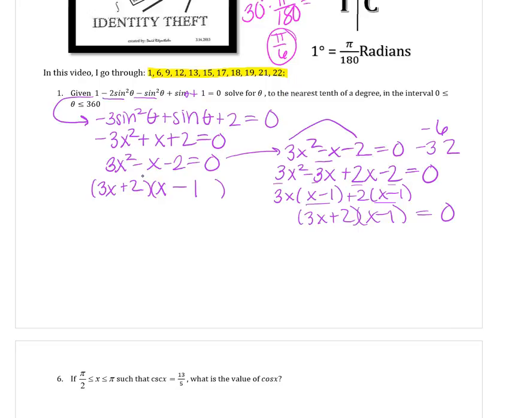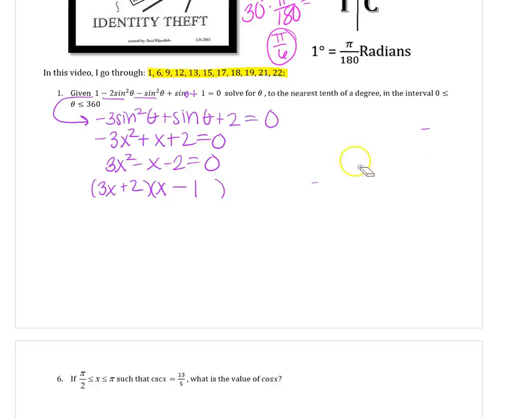So anyway, I'll erase this because I'm probably going to need some room. I have to then set each of these equal to 0 and solve. So x is equal to -2/3 and x is equal to 1. But it's not really x, it's sine of theta. I'm going to start with sine of theta equals 1.